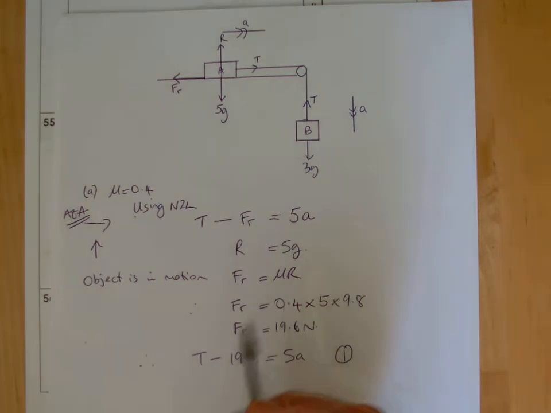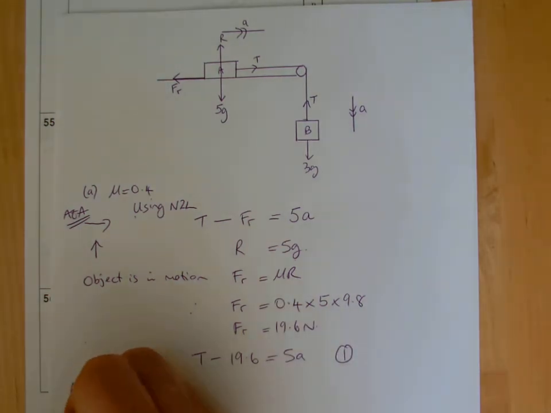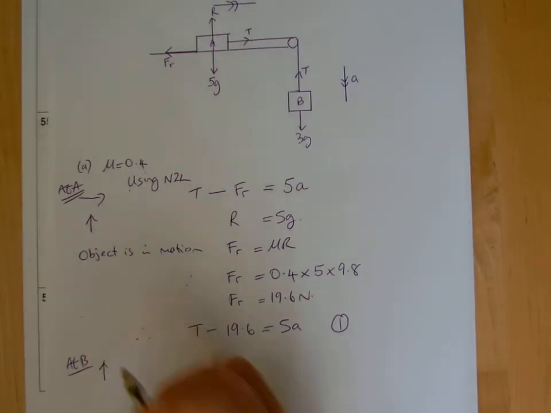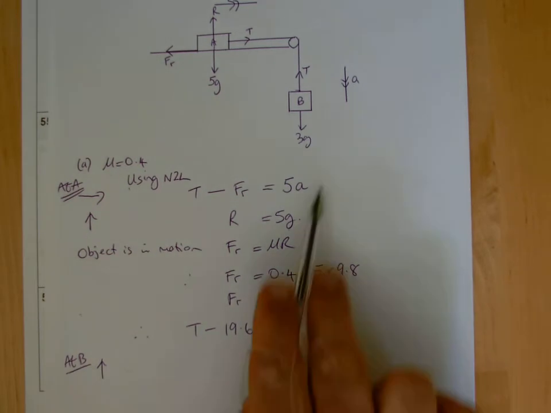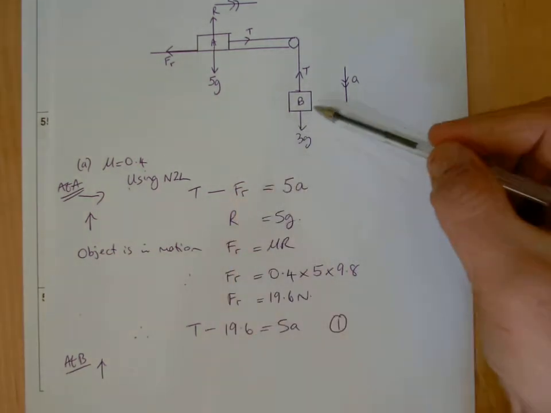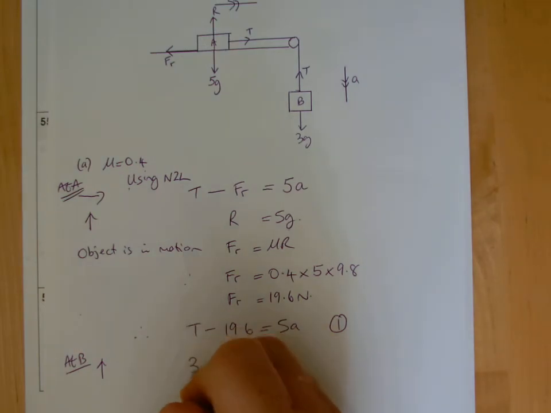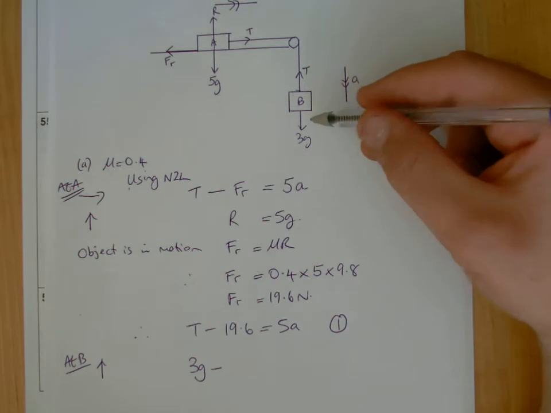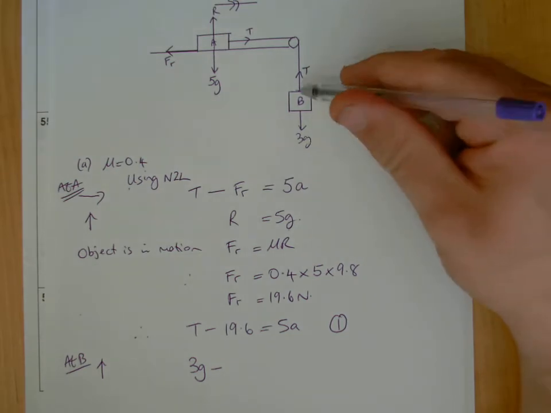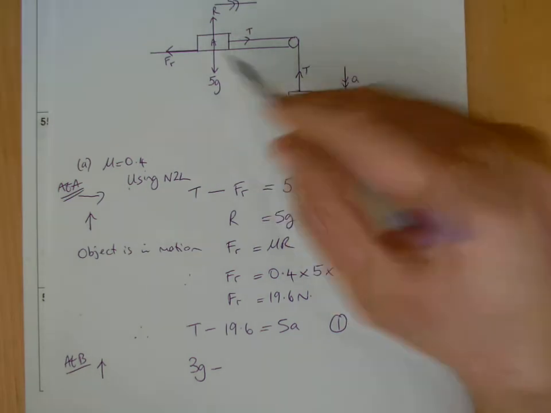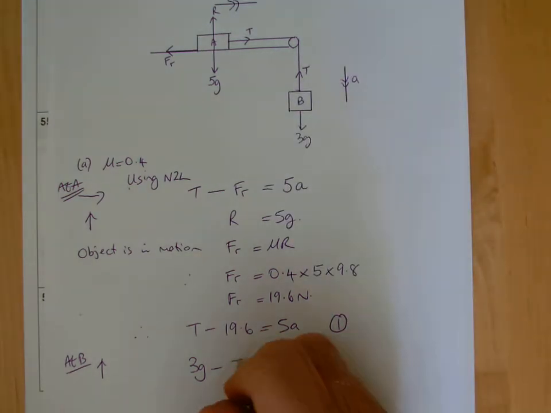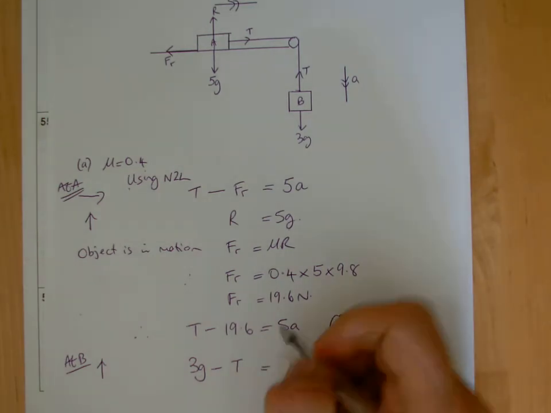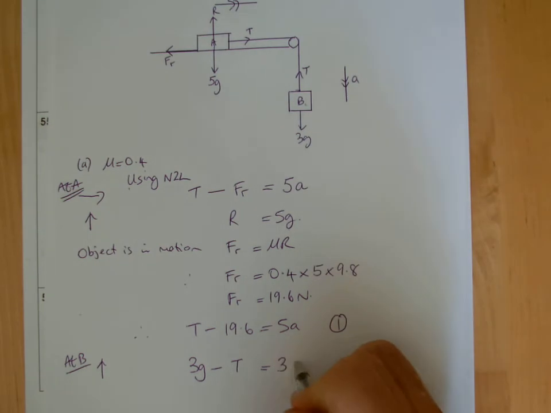Then if we look at object B, we can resolve in the direction of motion, which of course is vertically. Nothing's happening horizontally, this is just going down. So we've got the weight taking object B down. Of course the tension in that string is holding it up, stopping object B from falling freely under gravity. So the weight take away the tension in the string, which is attached to particle A, is my resultant force, and that will equal mass times acceleration. The mass of B is 3, times a.